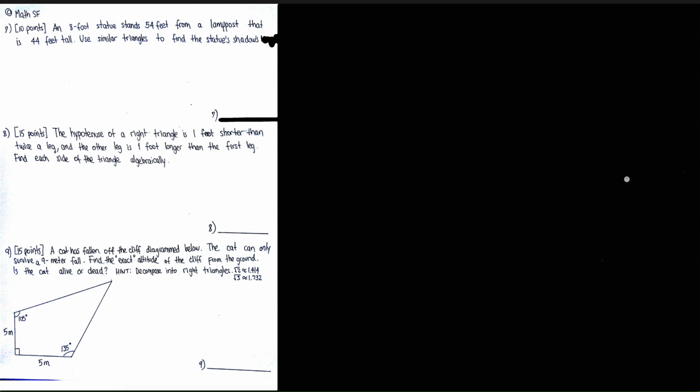Okay, last problem. A cat has fallen off a cliff in the diagram below. So right here, the cat is going to be somewhere here. Okay, so here's probably going to be the cat. I'm not very good at drawing, so that's probably my cat there. He's going to fall all the way here. All right, so the cat can only survive a 9-meter fall. So if this altitude here is more than 9 meters, then the cat will die.